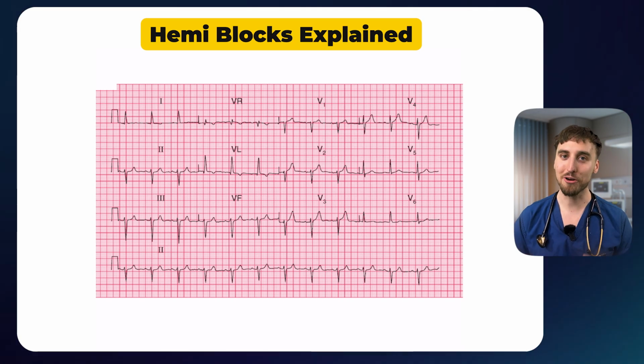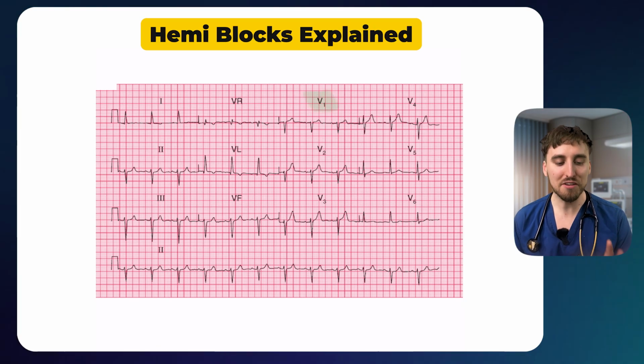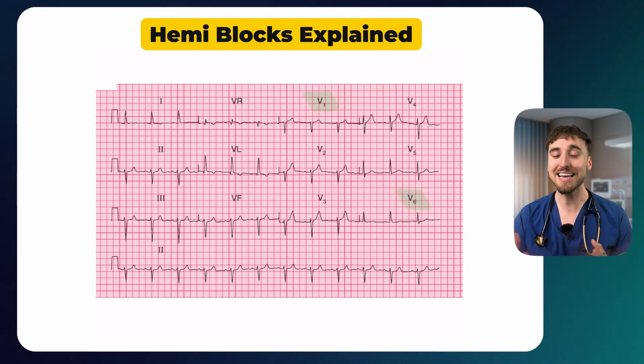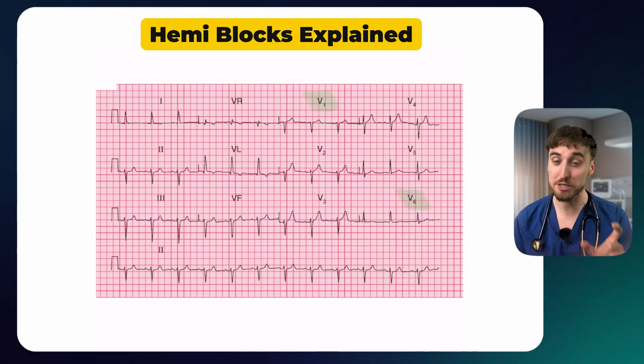This is what it looks like on an ECG. First, have a look at V1 and V6. And notice here that it doesn't typically follow that pattern of a full bundle branch block, so it might be easy to actually miss this if you didn't specifically look for it.